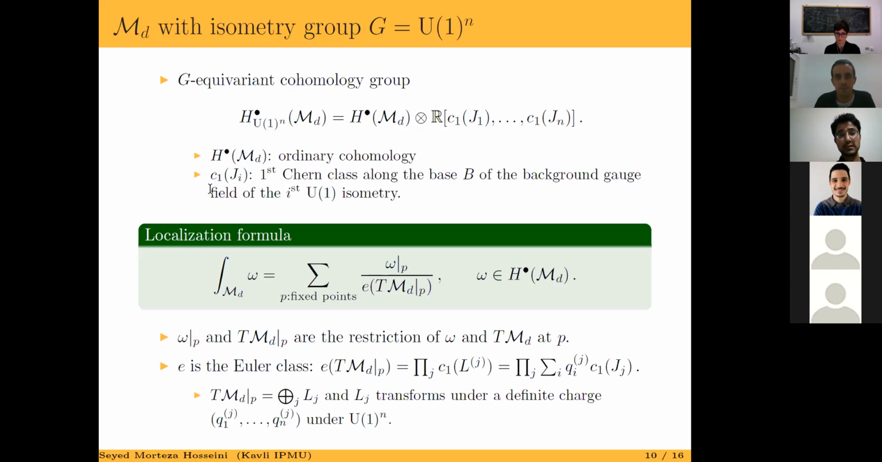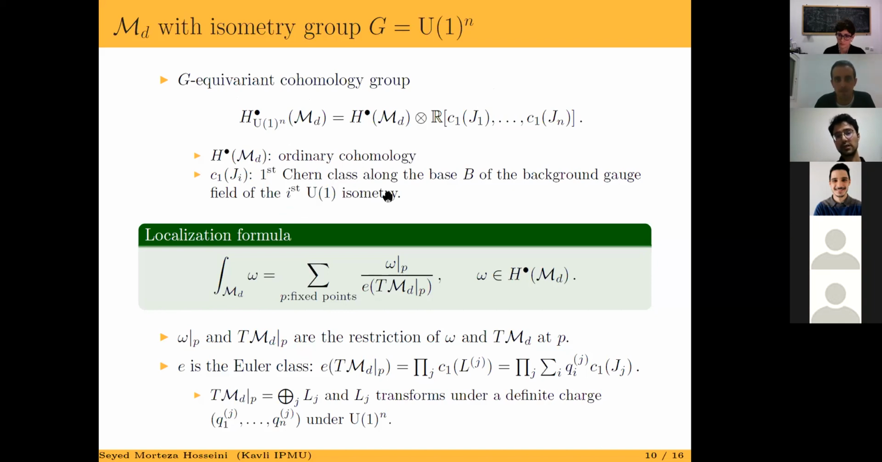And let me also say that these classes are actually independent of the base B and the bundle E, and you can have a rigorous way of defining these universal classes. By rigorous, I mean mathematically rigorous, and this is what makes up the G-equivariant cohomology group. So the cohomology classes involved in this computation are all universal, and you can use the G-equivariant cohomology group in order to define those classes. Here I denoted the G-equivariant cohomology group by U1^n bullet MD, where on the right-hand side, you have the first factor, which is the ordinary cohomology group.